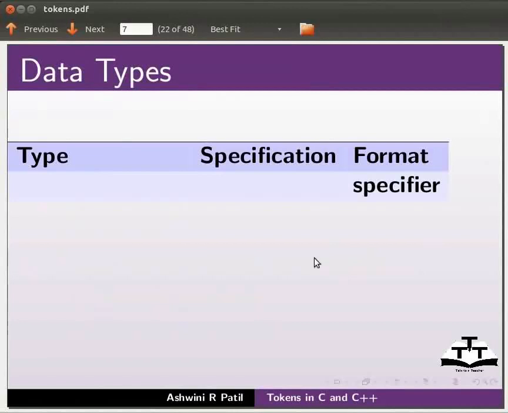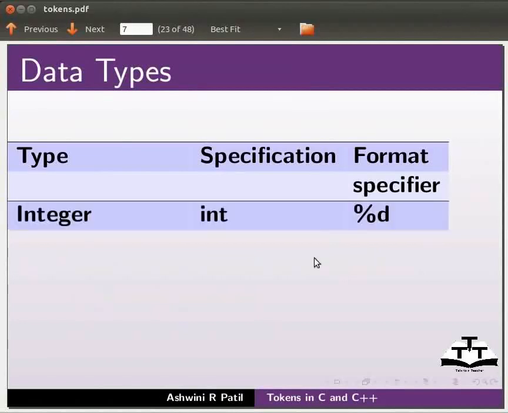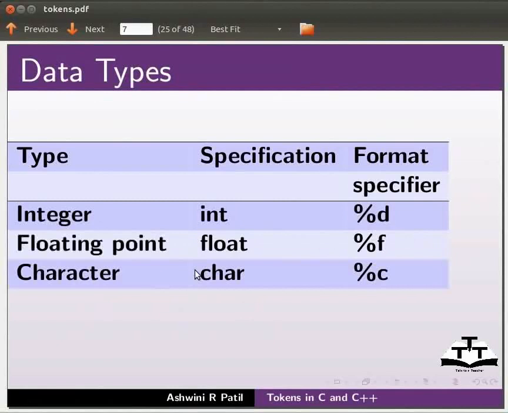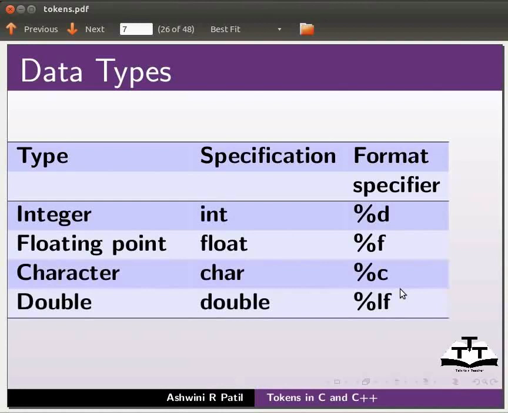Data types. Let us begin with integer data type. It is declared as int. If we want to print an integer data type, we will use %d as the format specifier. Similarly, we will use float and %f for floating point numbers. For character data type, we will use char and %c. And for double data type, we will use double and %lf as the format specifier.